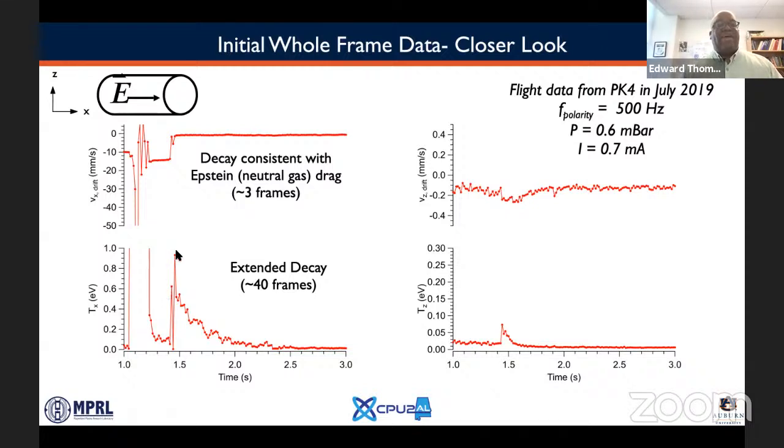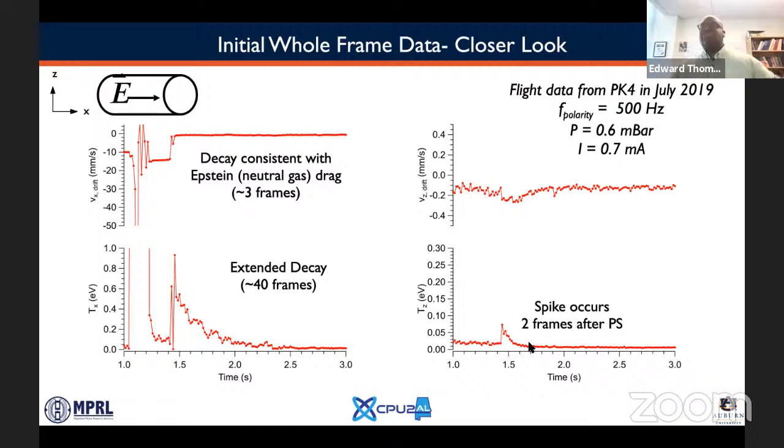The temperature went up. And then, much longer than these 3 video frames, you see this long extended decay that lasted almost 40 video frames in the direction along the electric field. In the perpendicular direction it's not quite as long, not 40 frames, more like a few frames after polarity switching, and then decaying for about 7 or 8 frames, maybe 10.